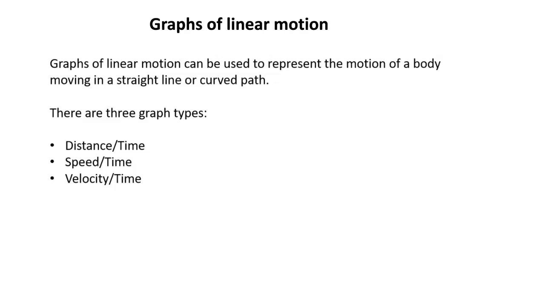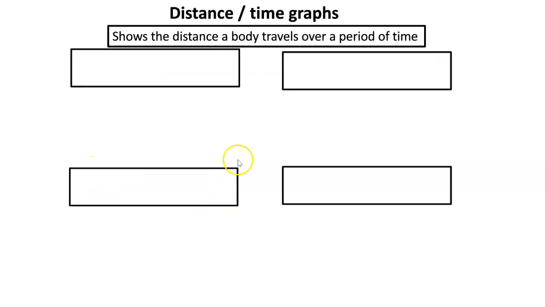Okay, so we have to be aware that these are visual representations of distance travelled, speed travelled, and velocity. Okay, so if we start with distance time graphs, this shows the distance a body travels over a period of time. The gradient of the curve indicates the speed of a body at a particular instant.